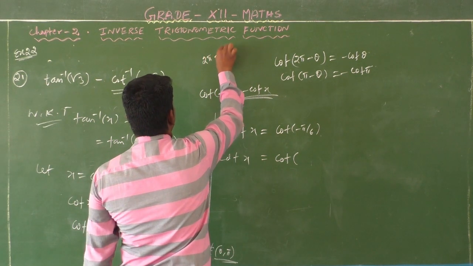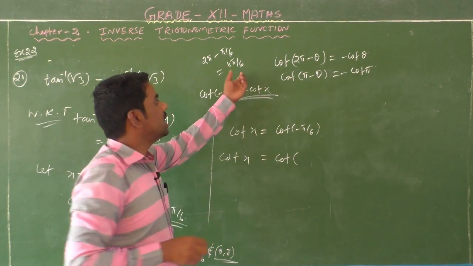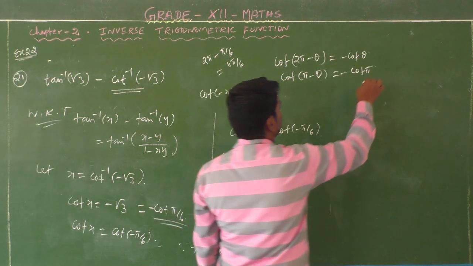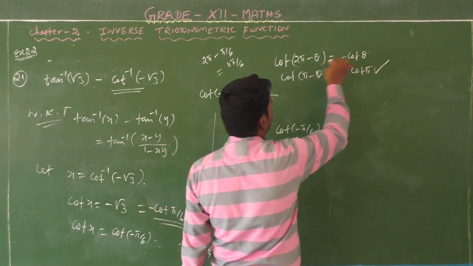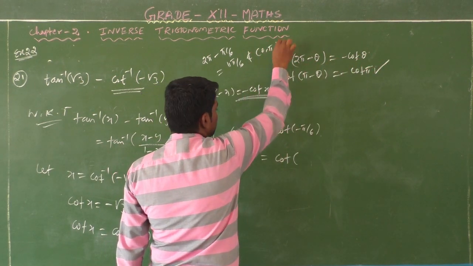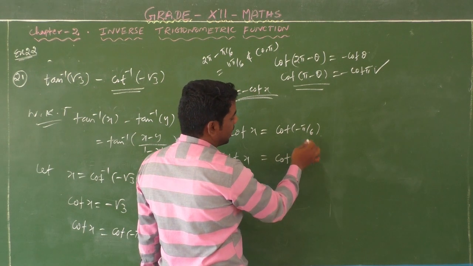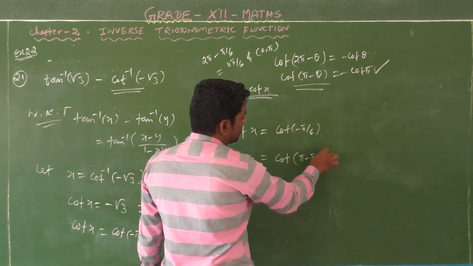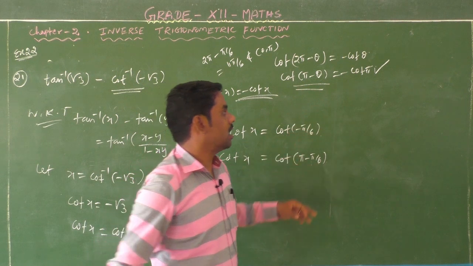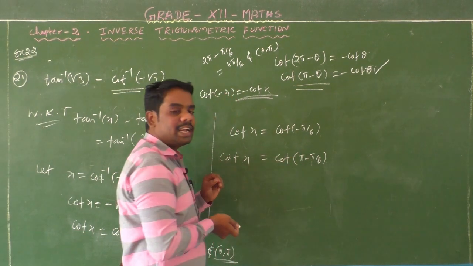Listen, 2 pi minus pi by 6 is equal to 12 minus 1, that is 11 pi by 6. This value 11 pi by 6 does not belong to the given open interval 0 comma pi. So use the formula cot of pi minus theta, the 180 minus theta form. The formula is cot of pi minus theta is equal to minus cot theta. So cot of minus pi by 6 is equal to cot of pi minus pi by 6.